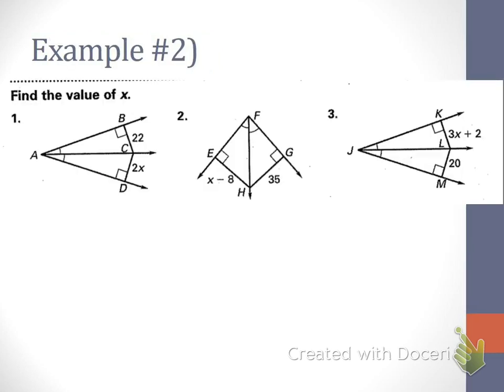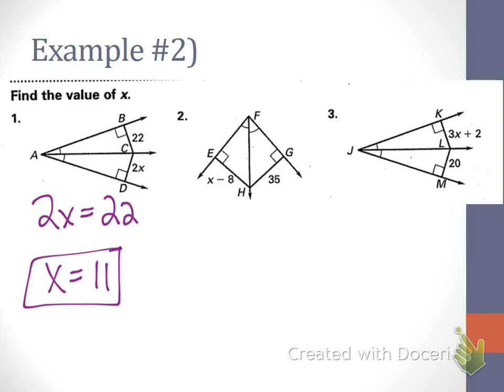Go ahead and try all of these on example 2. They're just like the last example we did. Some of you may have already started on them. We'll talk about them in just a minute. All right, what was our equation for the first one on this slide? Good. So what did we get for x? Wonderful. All right, what about our equation on the second one? X minus 8 equals 35. When we solved it, we got x equals 43.